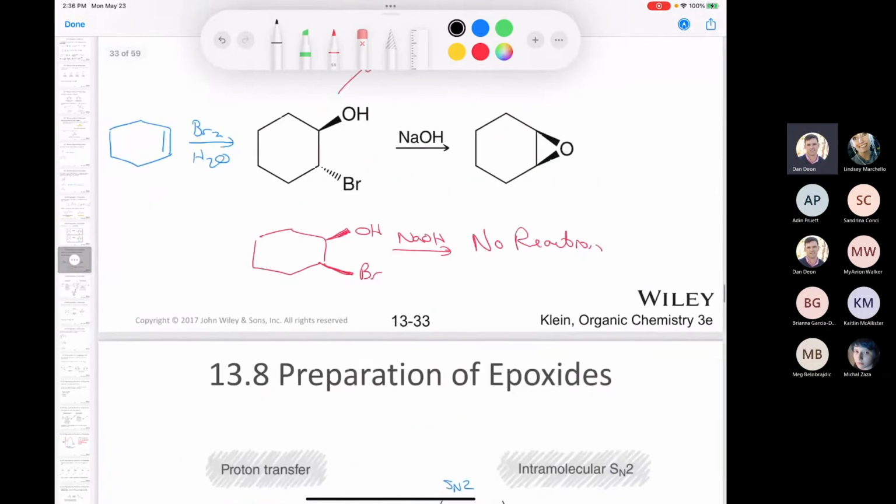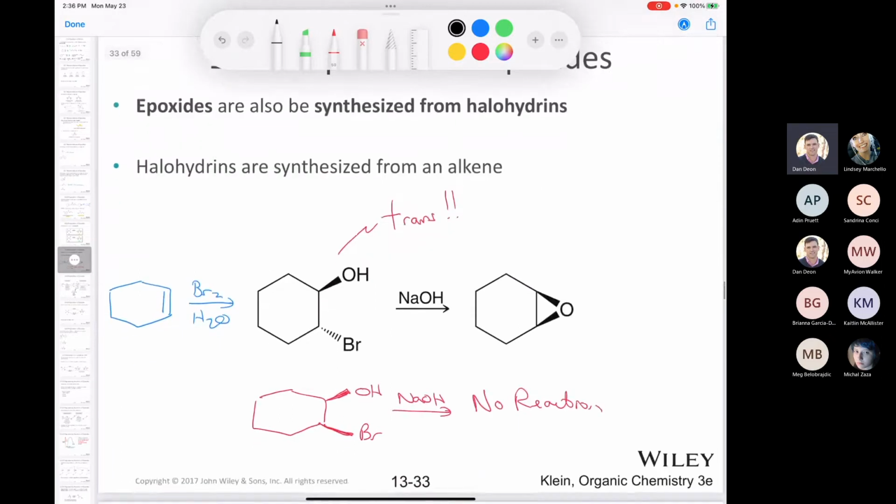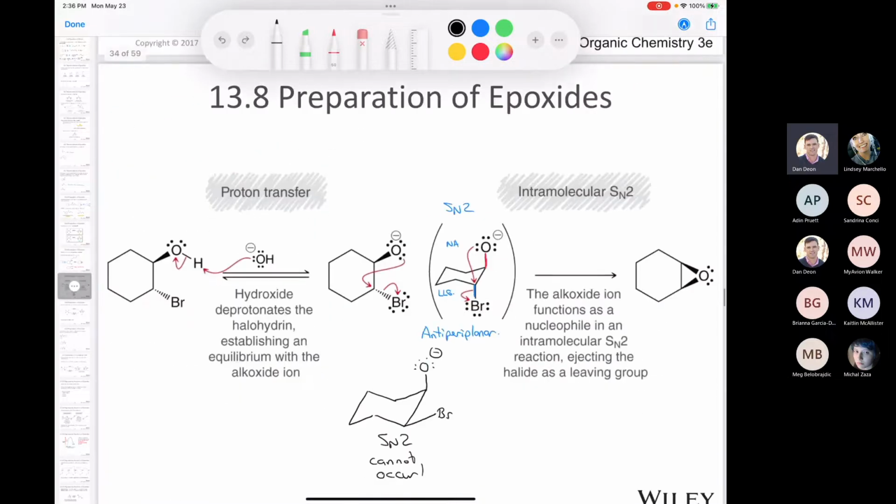Again, to review, you do nothing more than take your halohydrin and just treat it with sodium hydroxide, and you end up making an epoxide. And this is a mechanism I expect you to know. So let's put that in here. Know this mechanism. Very important.